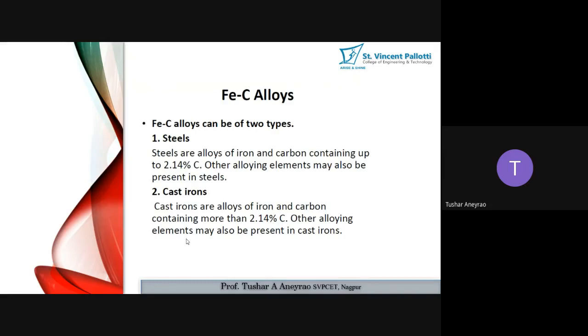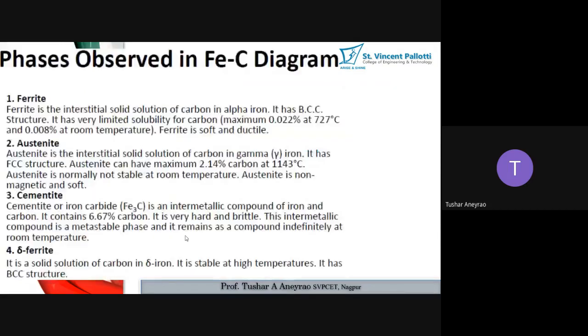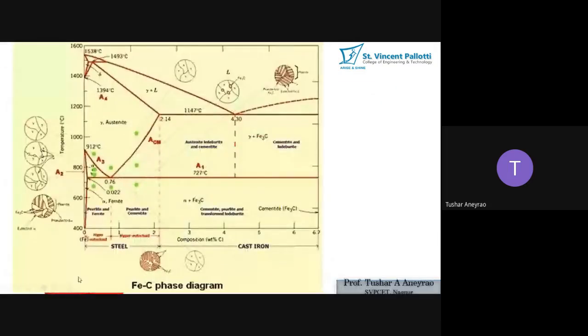Now Fe-C alloy can be of two types, steels and cast iron. This is a very important detail in the Fe-C diagram. In the Fe-C diagram you have steels and also cast iron. So how to differentiate them? You can see here in this diagram hypoeutectoid steel, hypereutectoid steel, and here, wherever the eutectic reaction is happening, in that particular position we have cast iron.